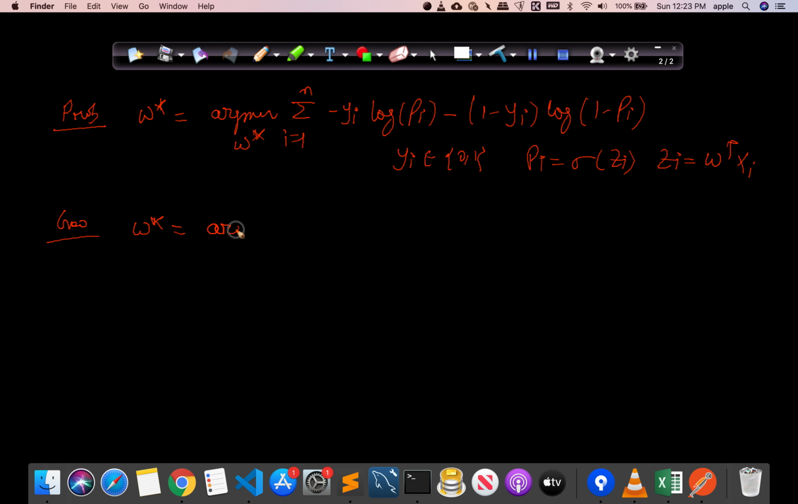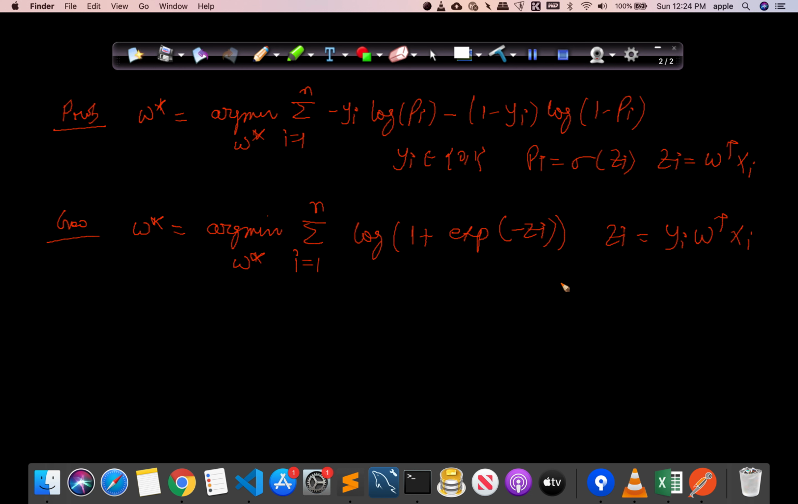And the geometric intuition gave us this objective function. This was argmin of w star, summation of i equals 1 to n, log of 1 plus exp of minus zi, where zi was equal to yi w transpose xi, and yi belongs to {-1, 1}.